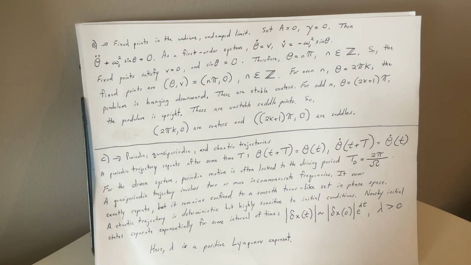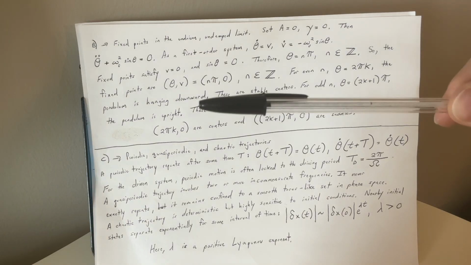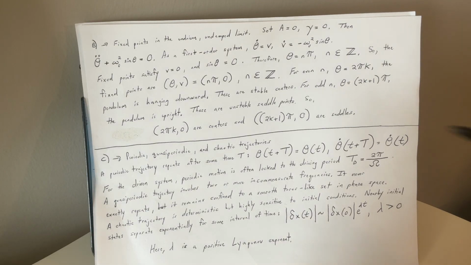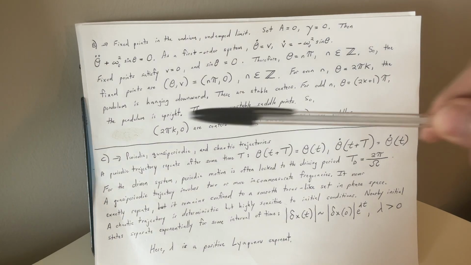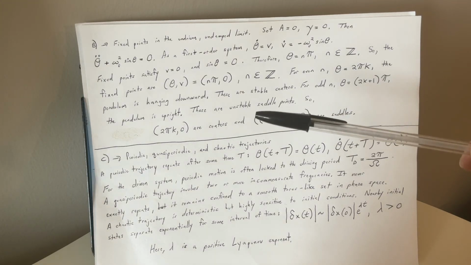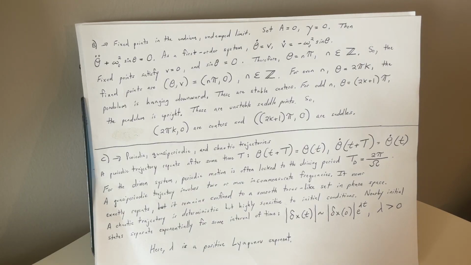And for even n, theta equals 2 pi k, and the pendulum is hanging downward. So these are stable centers. For odd n, theta is equal to the quantity 2k plus 1 times pi, and the pendulum is upright. And these are unstable saddle points. So we could conclude from there that the points 2 pi k, 0 are the centers, and the points (2k plus 1) times pi, 0 are the saddles.